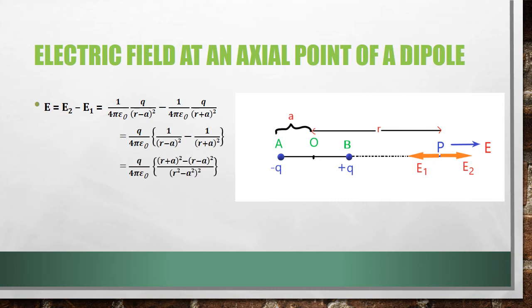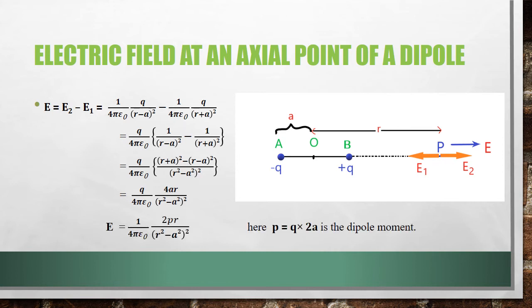Again, Q by 4 pi epsilon 0 into, in the numerator, (r plus a) the whole squared minus (r minus a) the whole squared, divided by (r squared minus a squared) the whole squared. On simplification, we get Q by 4 pi epsilon 0 into 4ar divided by (r squared minus a squared) the whole squared. Therefore, E equals 1 by 4 pi epsilon 0 into 2pr divided by (r squared minus a squared) the whole squared. Here, p equals Q into 2a is the dipole moment of the dipole.